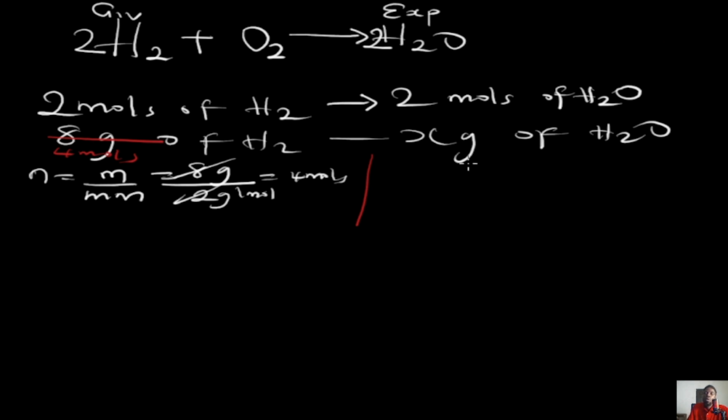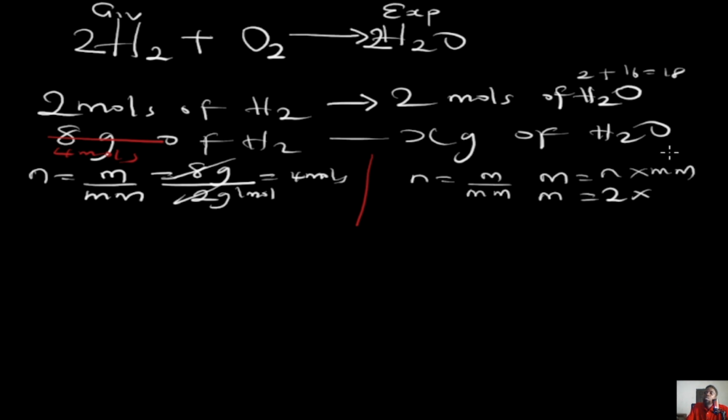It's now going to be n equals mass over molar mass. But because we want to convert the n to a mass, this is going to be mass equals n times molar mass. So mass is now going to be equal to the number of moles, which is 2, times the molar mass of water, which is 1 times 2, which is 2, plus 16, and that is going to give us 18. So this is going to be 18 gram per mole.